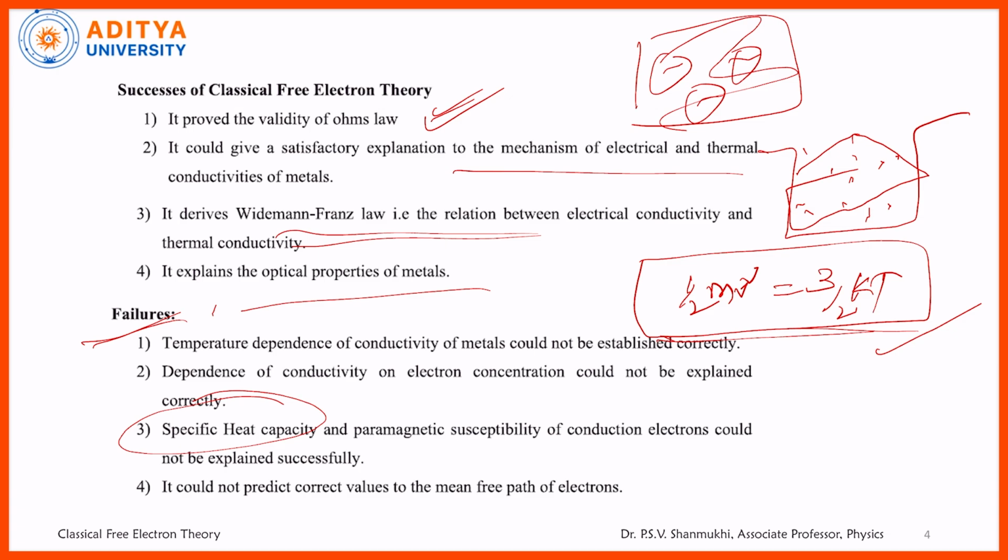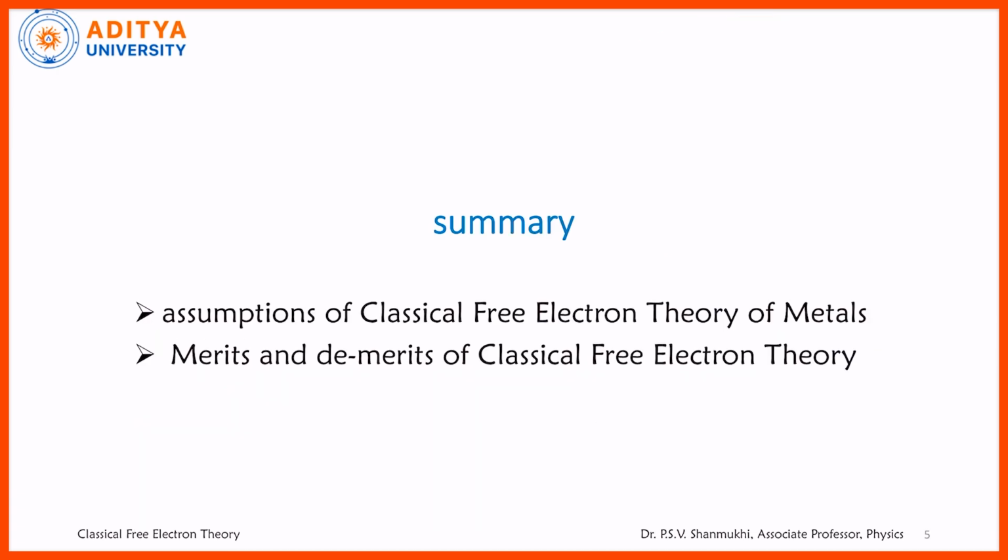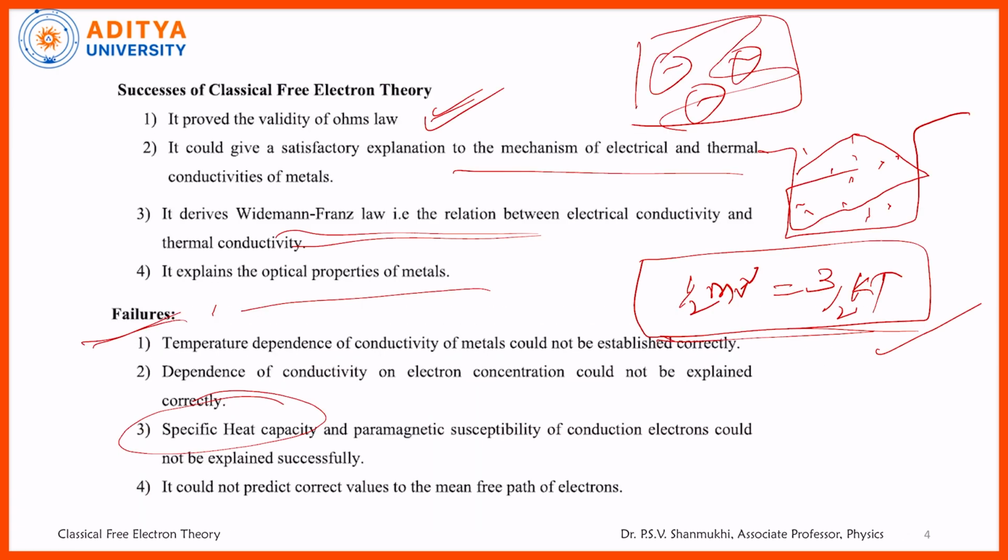That means it failed to explain so many other phenomena like the photoelectric effect, Compton effect, black body radiation, and ultraviolet catastrophe. All these things were not explained by the classical free electron theory. These are the failures of classical free electron theory.